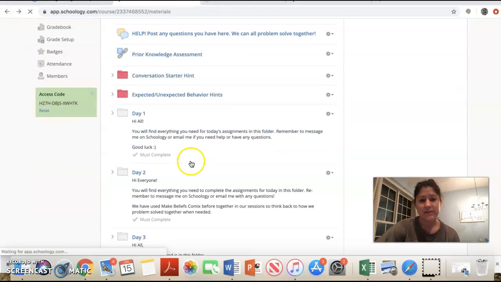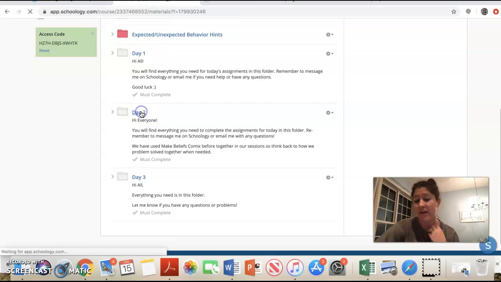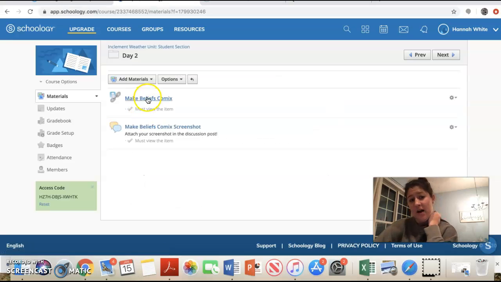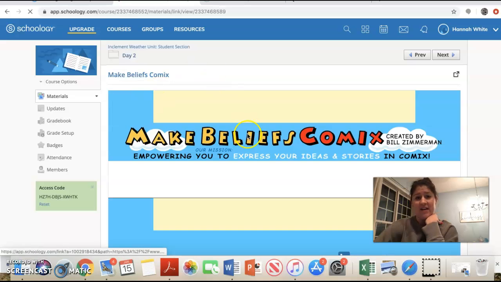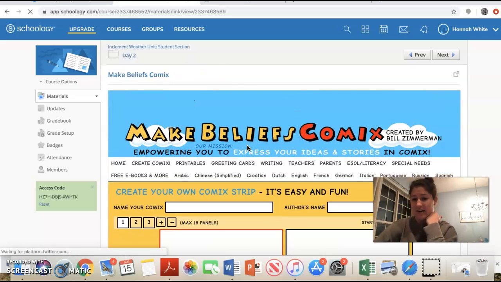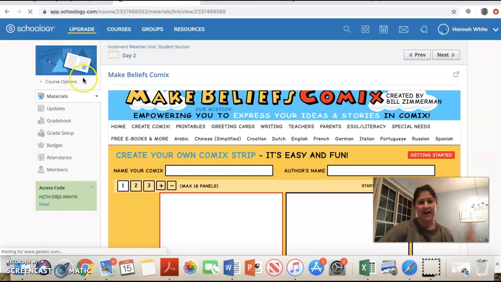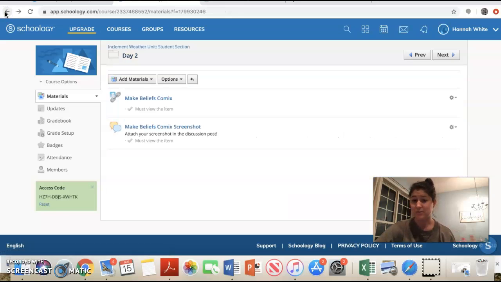And day 2, the materials are kind of working on a comic. This is something I've done with most of my students. They have a lot of fun with it. They go on this website, they make a comic, and their comic has to have so much stuff in it. I think for this one I have it set at 2 expected behaviors, 1 unexpected, and then a reminder. The facial expressions and the thought bubbles need to match what's going on around them.